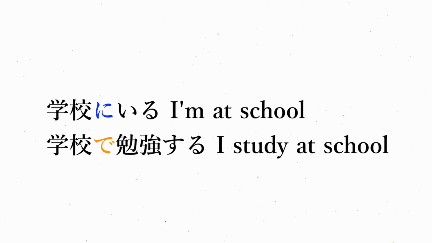For example, 学校にいる means I am at school. Literally, it means I exist at school, but it can roughly be translated as I'm at school. But 学校で勉強する means I study at school. So what's the difference here? In the first one, ni marks where I exist, which is at school. I'm not utilizing the school for existence, I just exist at the school. In the second sentence, the reason why we use de is because 学校 is what is being utilized for study.